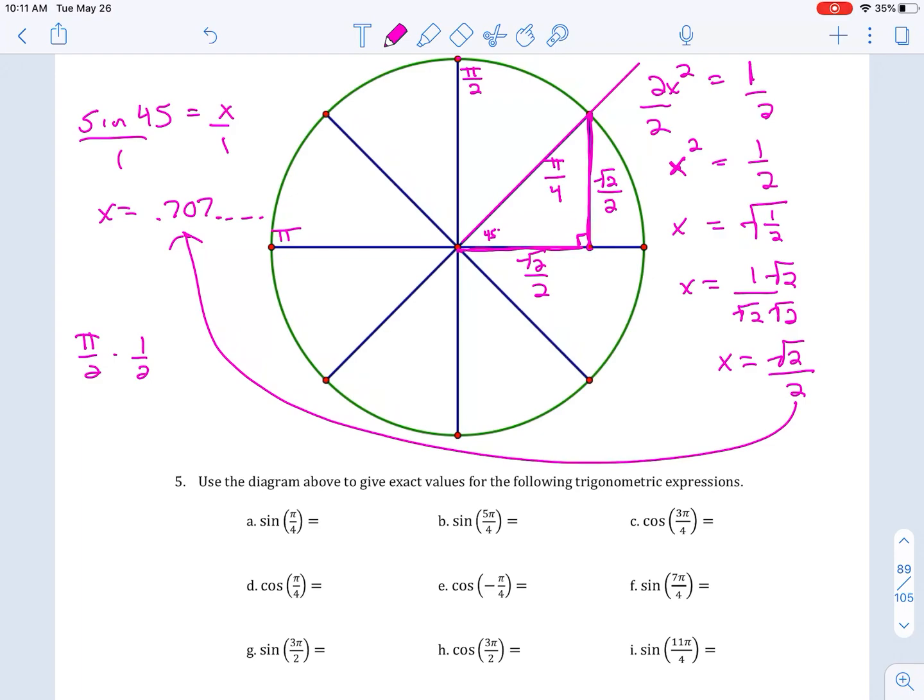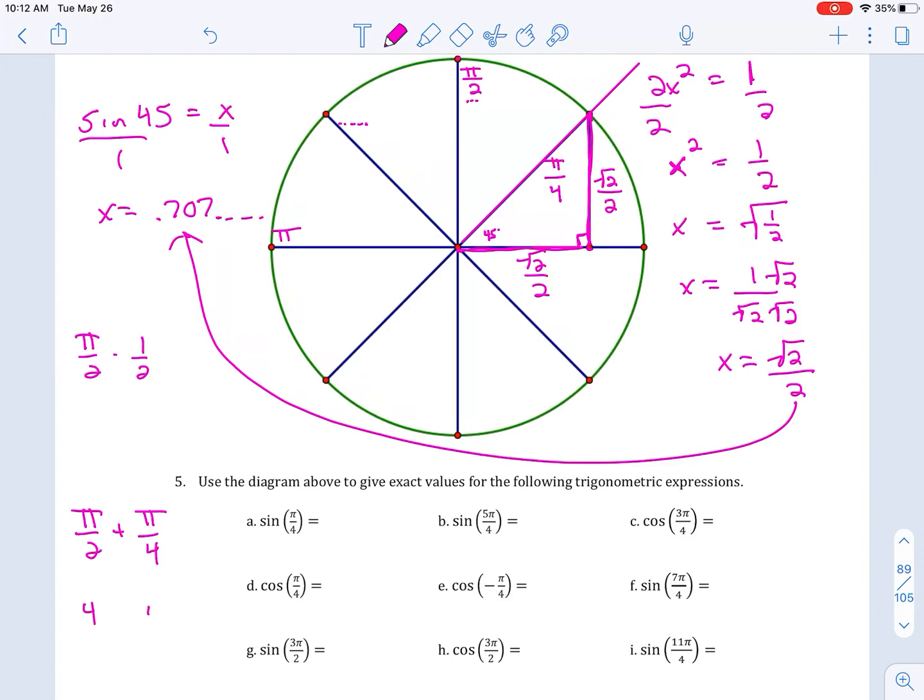And then you just go around the circle, and each one of those is pi over 4. So if I wanted this one, I would have to go pi over 2 plus pi over 4. So pi over 2 plus pi over 4.